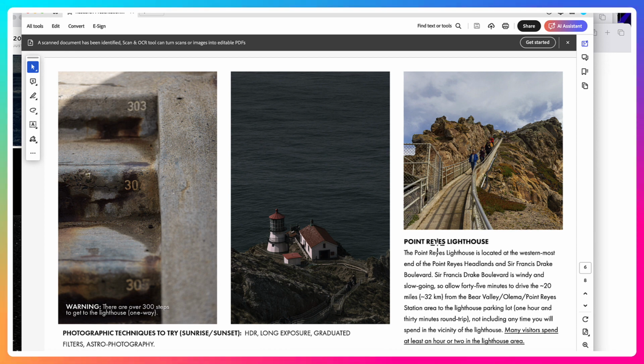We also photographed the Point Reyes Lighthouse. So again, just researching these specific areas, getting familiar with them, looking at sample photographs from these locations, and then some general information about that location, and some opportunities that could happen at these locations. So here, Ryan mentions photographic techniques to try at this specific location. So sunrise or sunset. He mentions HDR, long exposure, utilizing graduated filters, and possibly astrophotography as well. So start to think about opportunities at these specific locations.